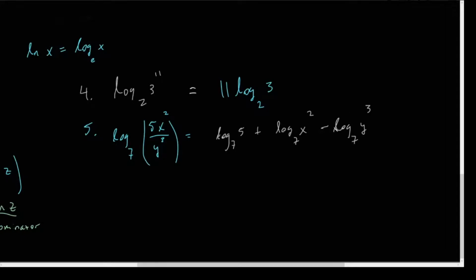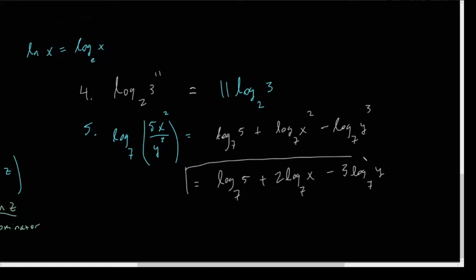Same story. I could have already thrown this 3 out front, but I just want to be super clear with what's going on. So here I got log base 7 of 5 plus 2 log base 7 of x minus 3 log base 7 of y. Same story. Everything in the numerator ended up positive. Everything in the denominator ended up negative.